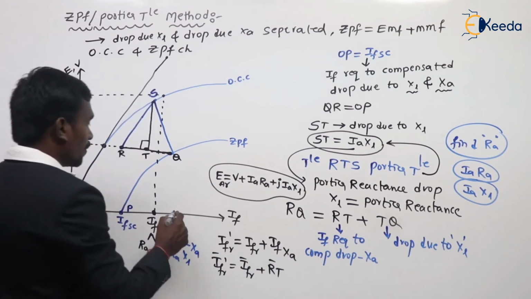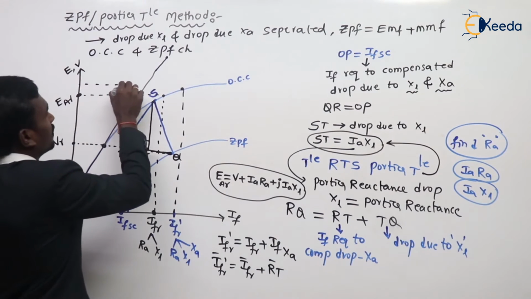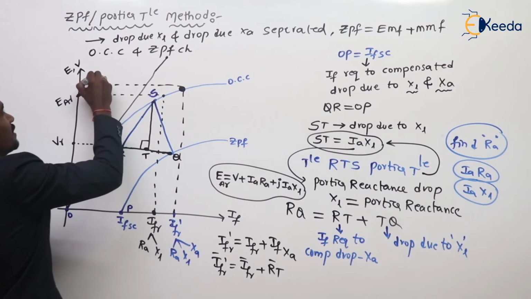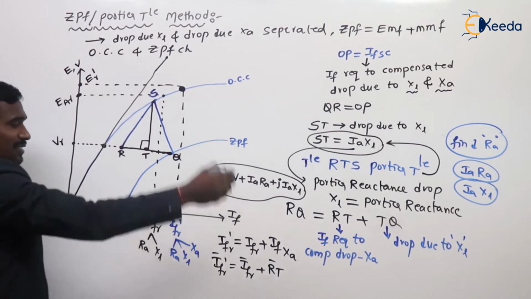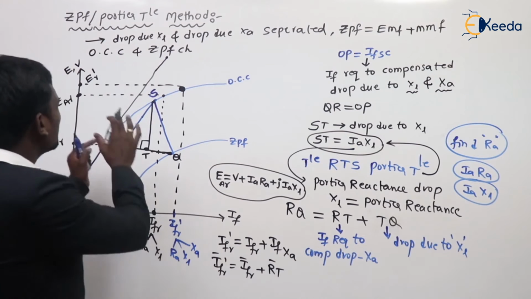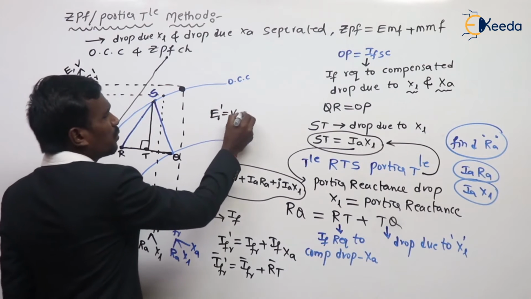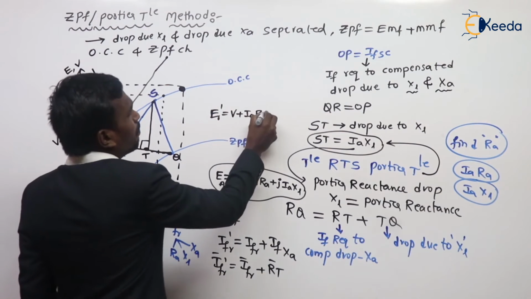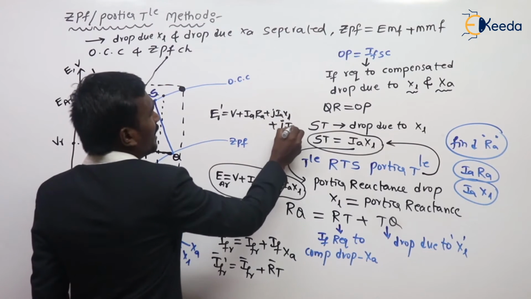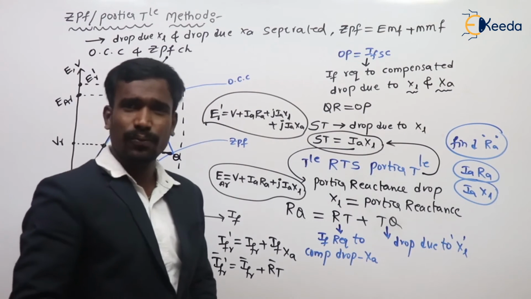Okay, so for that, find the ER dash. This is ER dash. Yes, IFR dash and ER dash. So this ER dash is equal to V plus IARA plus jIAXL plus jIAXA. All are there in this EMF.